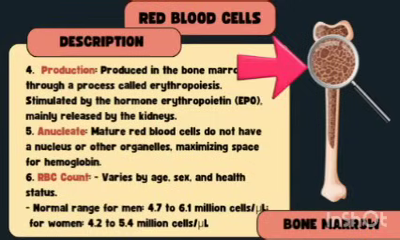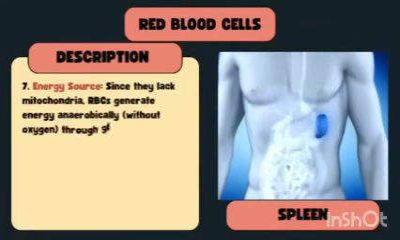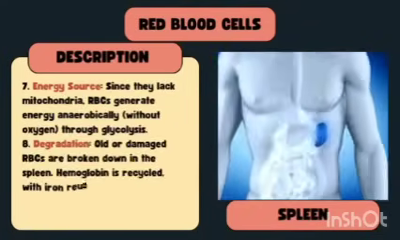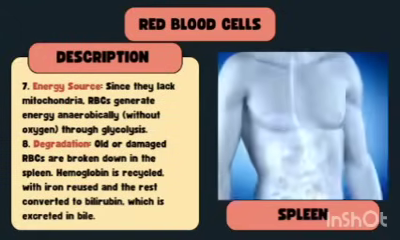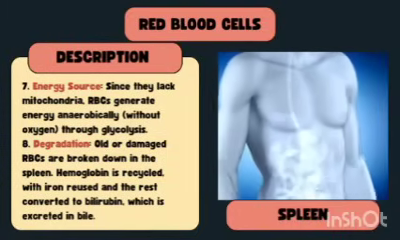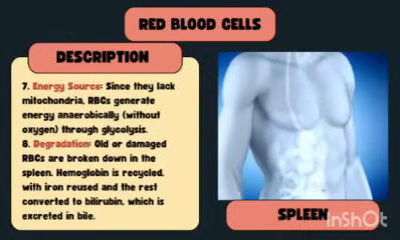RBC count. It varies by age, sex, and health status. Normal range for men is 4.7 to 6.1 million cells per milliliter. For women, it is 4.2 to 5.4 million cells per milliliter. Energy source of RBCs. Since they lack almost all the cell organelles, including a very crucial cell organelle that is mitochondria, RBCs generate energy anaerobically, that is, without oxygen through glycolysis.